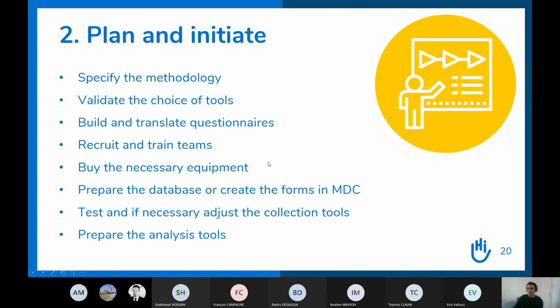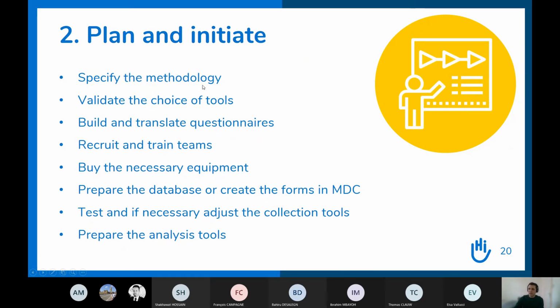Then we have things about the equipment. This is really going to depend on the type of data collection that you're doing. If you're doing mobile data collection, basically the equipment is going to be smartphones or tablets, chargers, protections, and so on. And if it's paper and pen, then you just need to make sure that everybody has forms, that you have printed enough forms, and this kind of considerations.